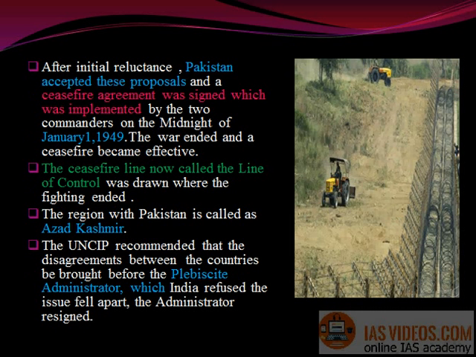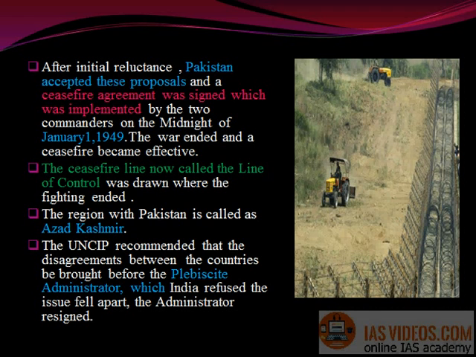After initial reluctance, Pakistan accepted these proposals and a ceasefire agreement was signed, which was implemented by the two commanders on the midnight of January 1, 1949. The war ended and the ceasefire became effective. The ceasefire line, now called the Line of Control, was drawn where the fighting ended. The region with Pakistan is called Azad Kashmir.